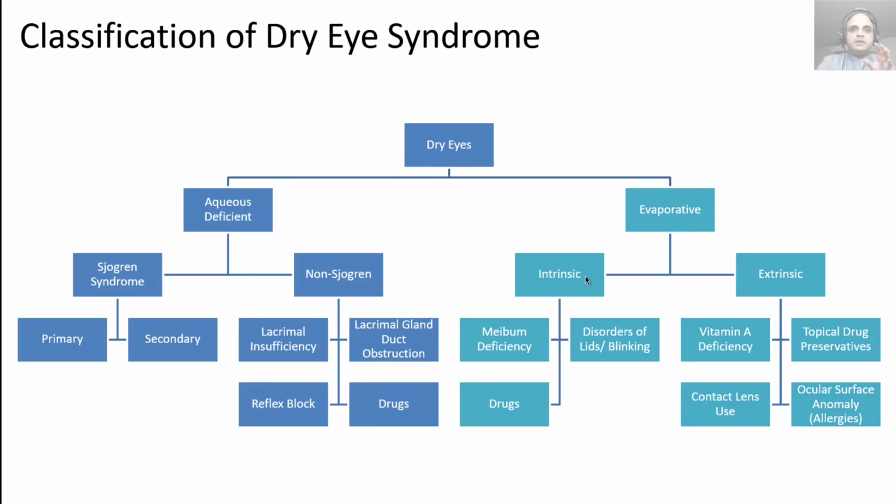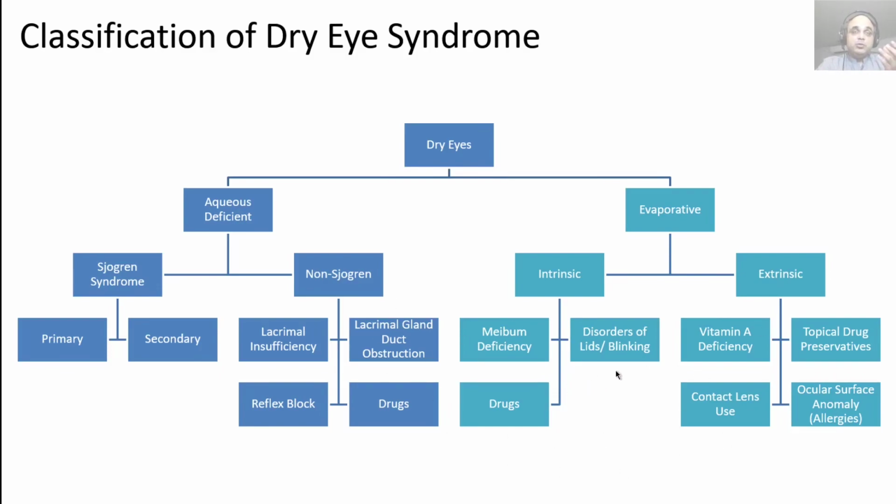It could be because of an intrinsic mechanism, something wrong with the eye itself, or it could be extrinsic, something else is happening which is affecting the eye. Intrinsic is meibomian gland issues in which there is not enough sebum or oil produced, like meibomian gland dysfunction we have done. You can't blink properly, or the patient does not blink properly to spread the tear film, so that it evaporates too quickly. So it's a disorder of your blinking.